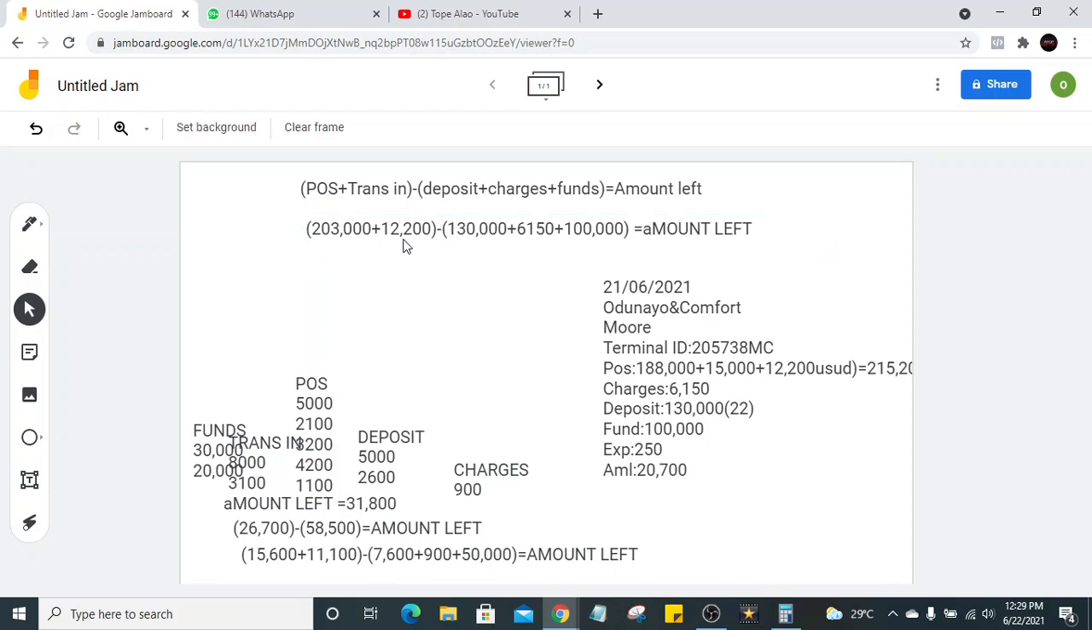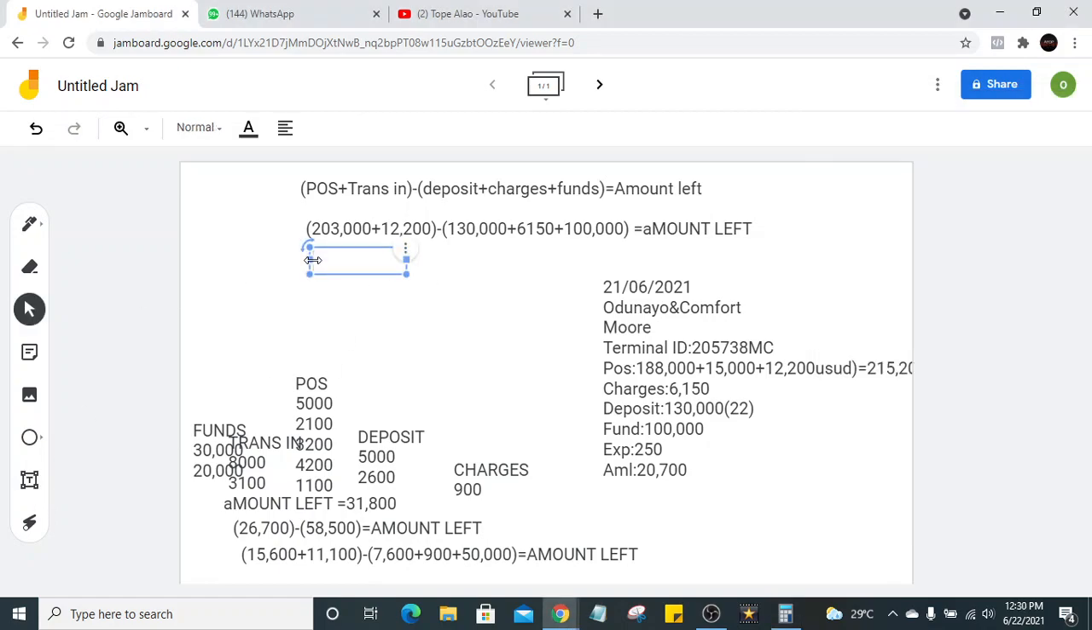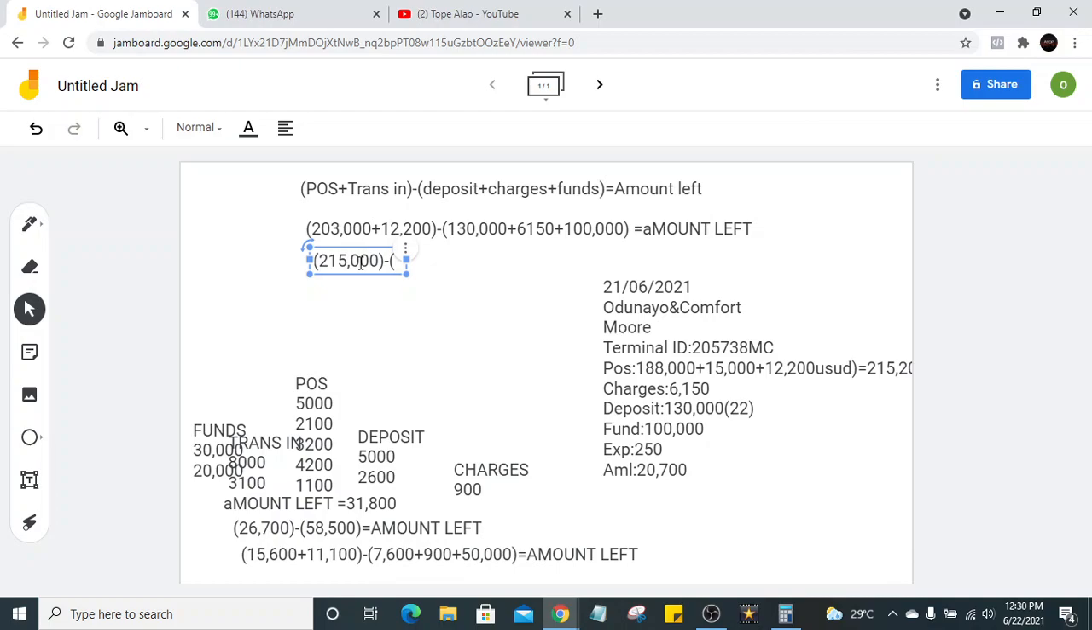So the next thing is to add this plus this. Let's do this from the beginning. 203, that is this one, plus 12,200. So equals 215,200. That's the first bracket. Don't let us miss that. We already added it.